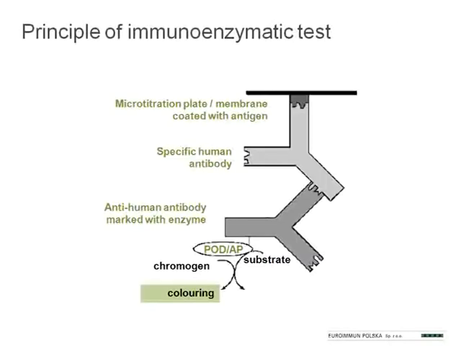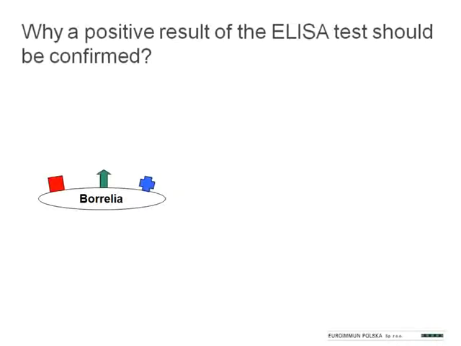In Poland, we recommend using only the ELISA test as a screening test. The rule is very similar to immunofluorescence. The exception is that the conjugate is not labeled with fluorescein but with some enzyme, and you can see the product of the enzymatic reaction as a colorful product.